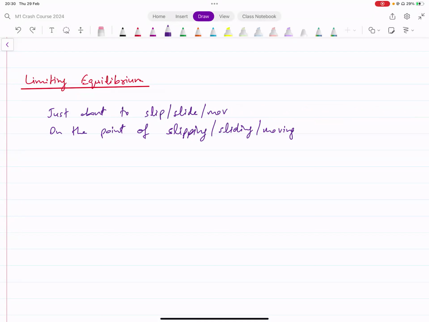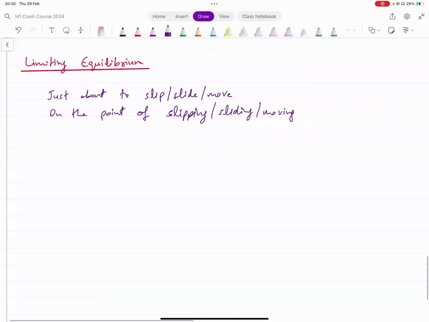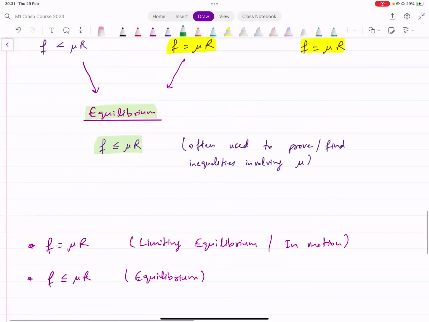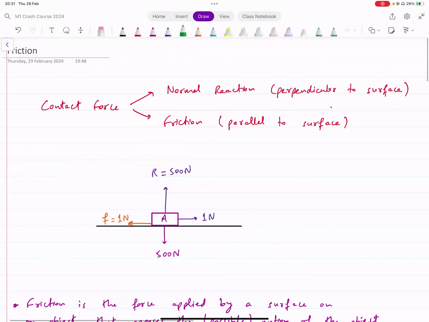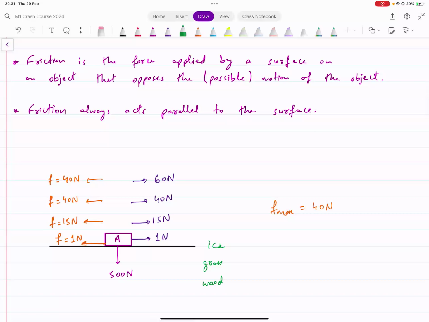So they often use keywords like this that hint towards limiting equilibrium. So whenever they say something like this, the object is just about to slip or just about to slide, just about to move, on the point of slipping, and so on, that also refers to limiting equilibrium. And whenever you have limiting equilibrium, that should quickly remind you of F equals mu R. Okay. So that's all that you need to know about friction, the maximum value of friction. So we understood the concept of friction. First of all, it's a type of contact force that applies parallel to the surface. It opposes the motion of an object.